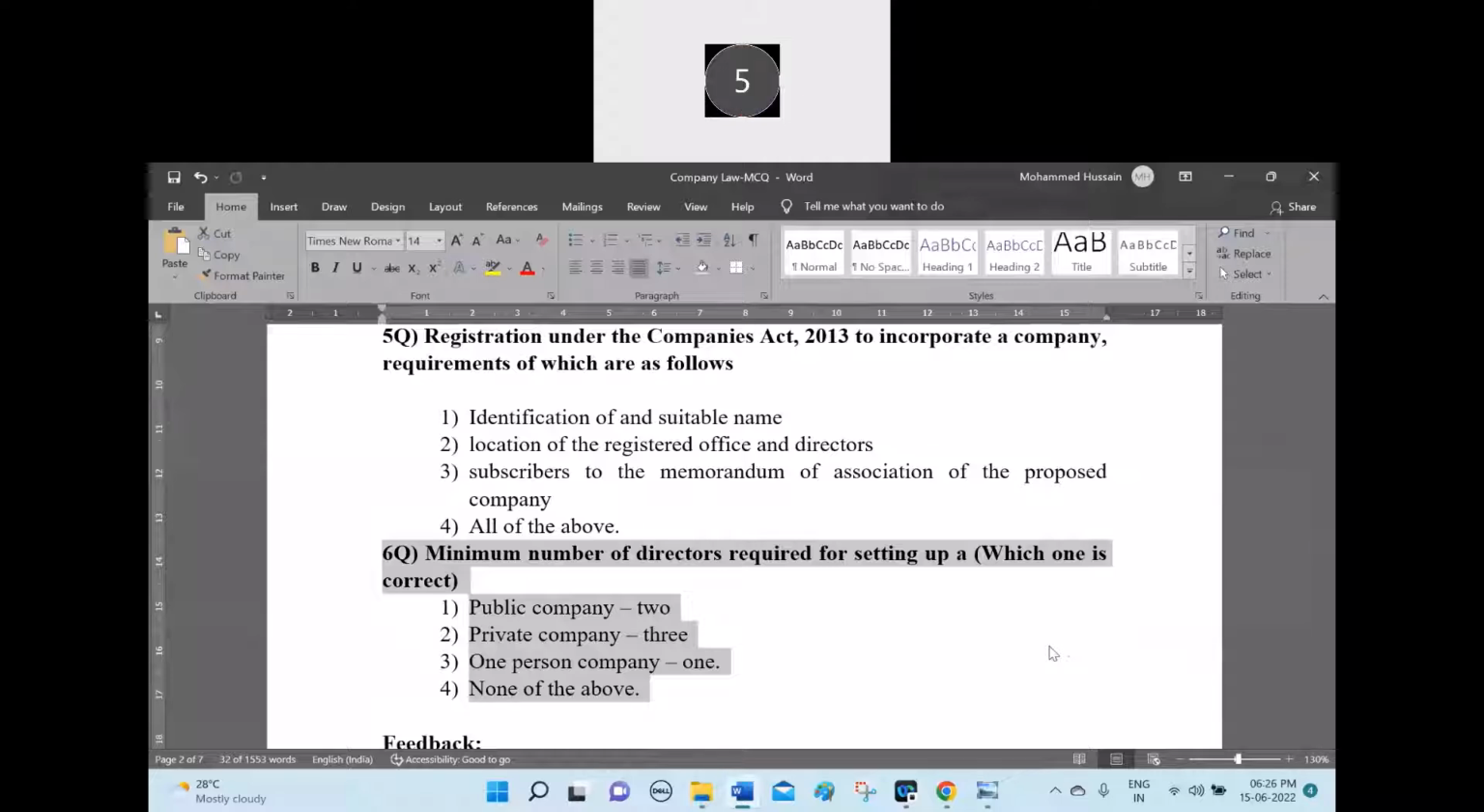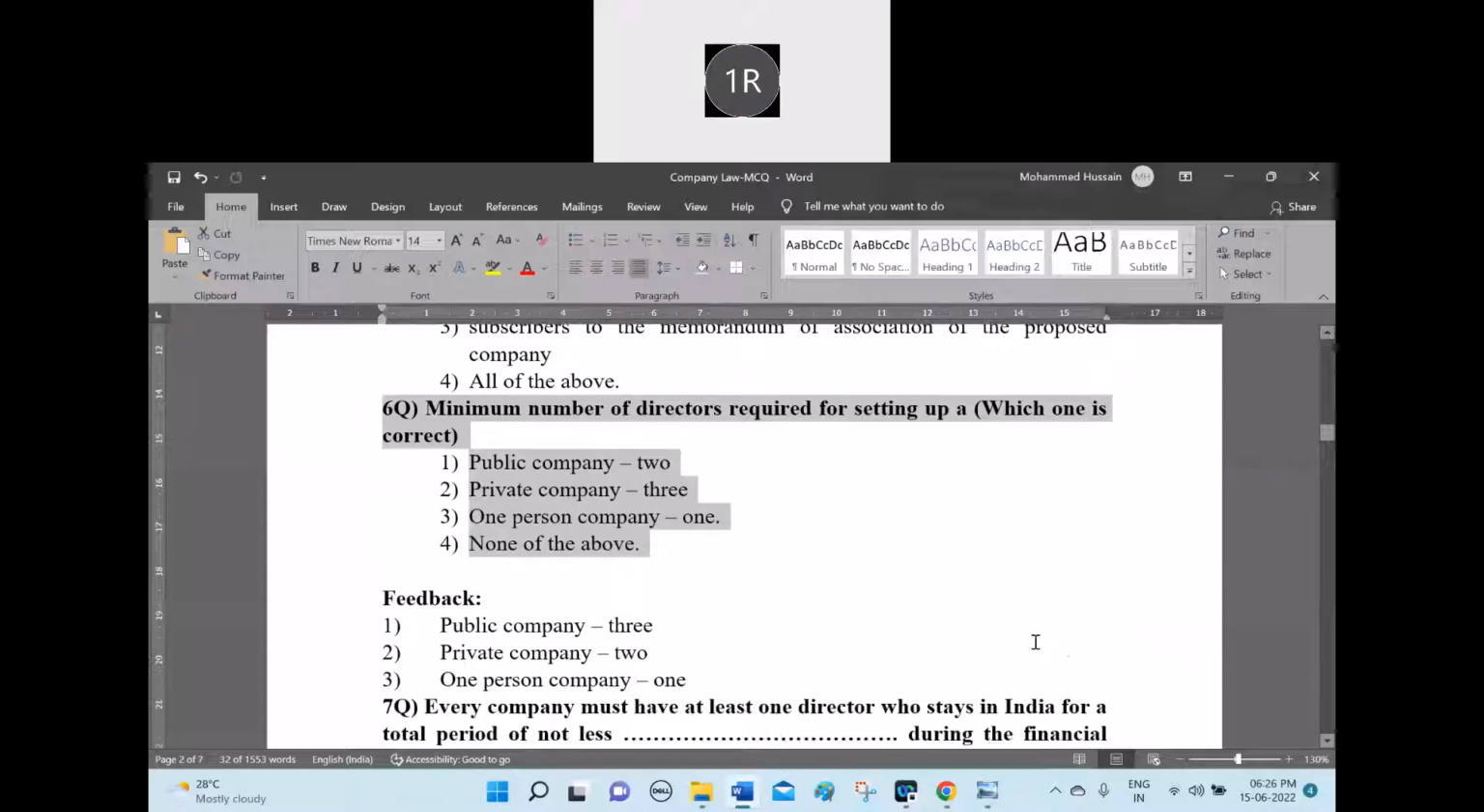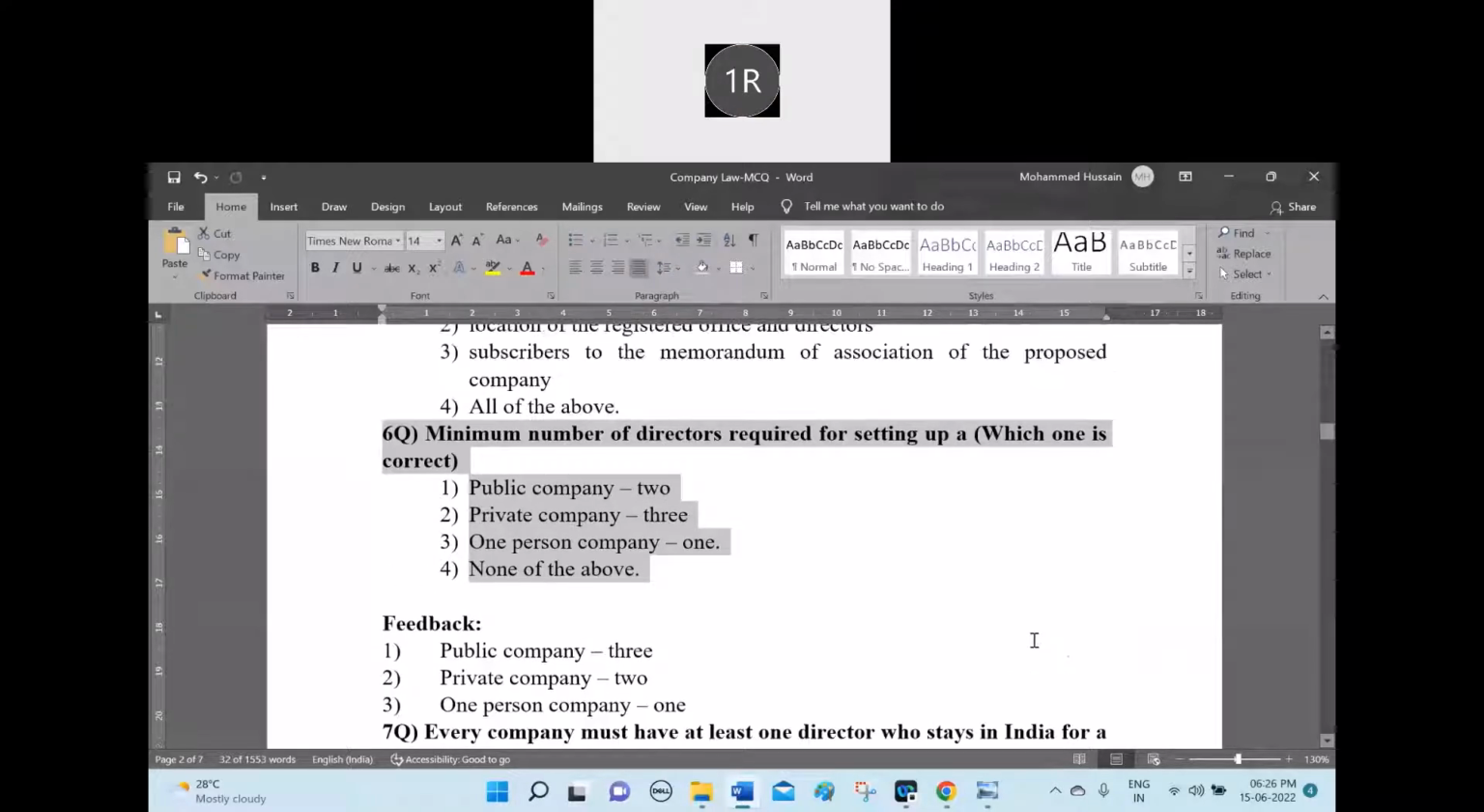Minimum required for setting up a, which one is correct? Public company two, private company three, one person company one, member of the... One person one is third correct, one. Sir, third one. Do you think that the one person, one company, what I asked? Which one is correct? Yes. Not correct. You are right. You are right.